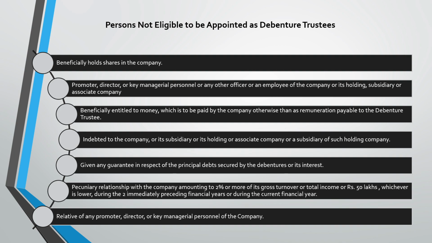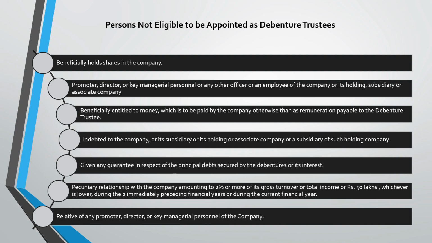They should not be beneficially holding shares in the company. So these persons are not eligible. They can't be the promoter, director, or any key managerial person, employee or any other officer of the company. When I say company, it includes the holding company, subsidiary company, associate company, that is the whole group company. They should not be beneficially entitled to any money or be indebted to the company. And in this case also, when I say the company, it means the group company.